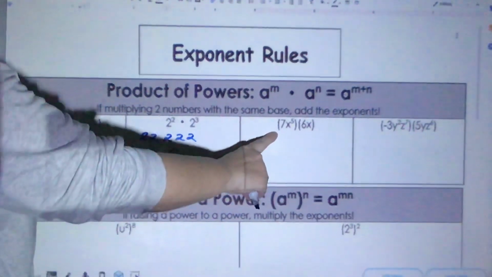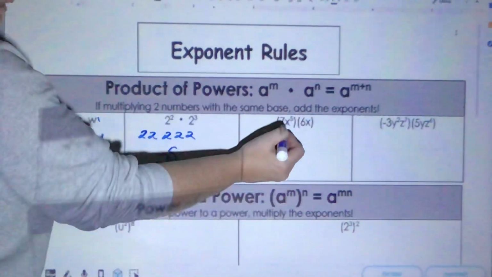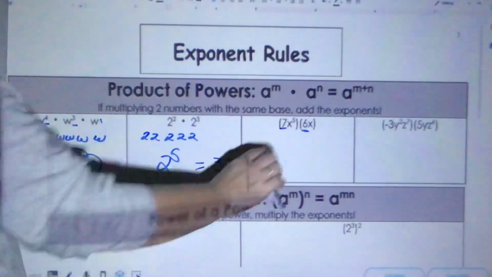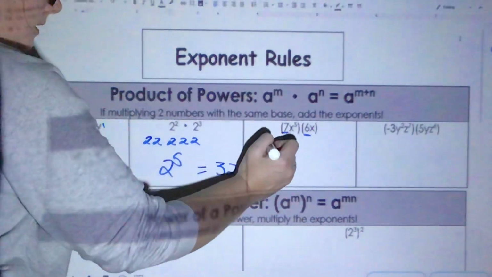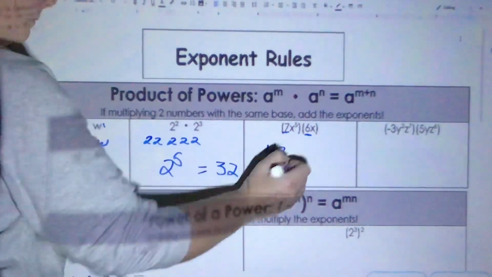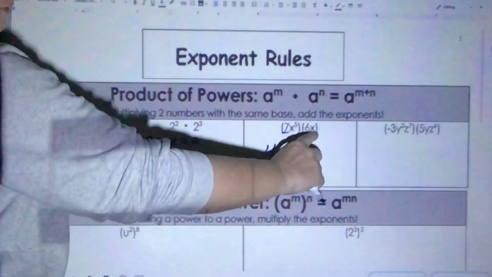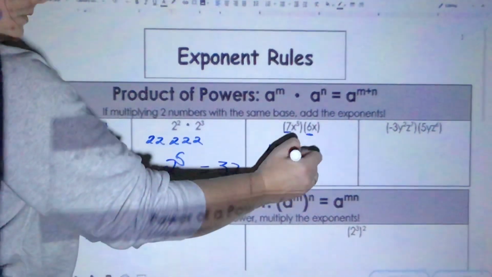The next example, here's a multiplication problem, but now we have coefficients. So we're going to multiply those like we would normally do. 7 times 6 is 42. And now we're going to add 5 x's plus this one other x and get x to the 6th power.